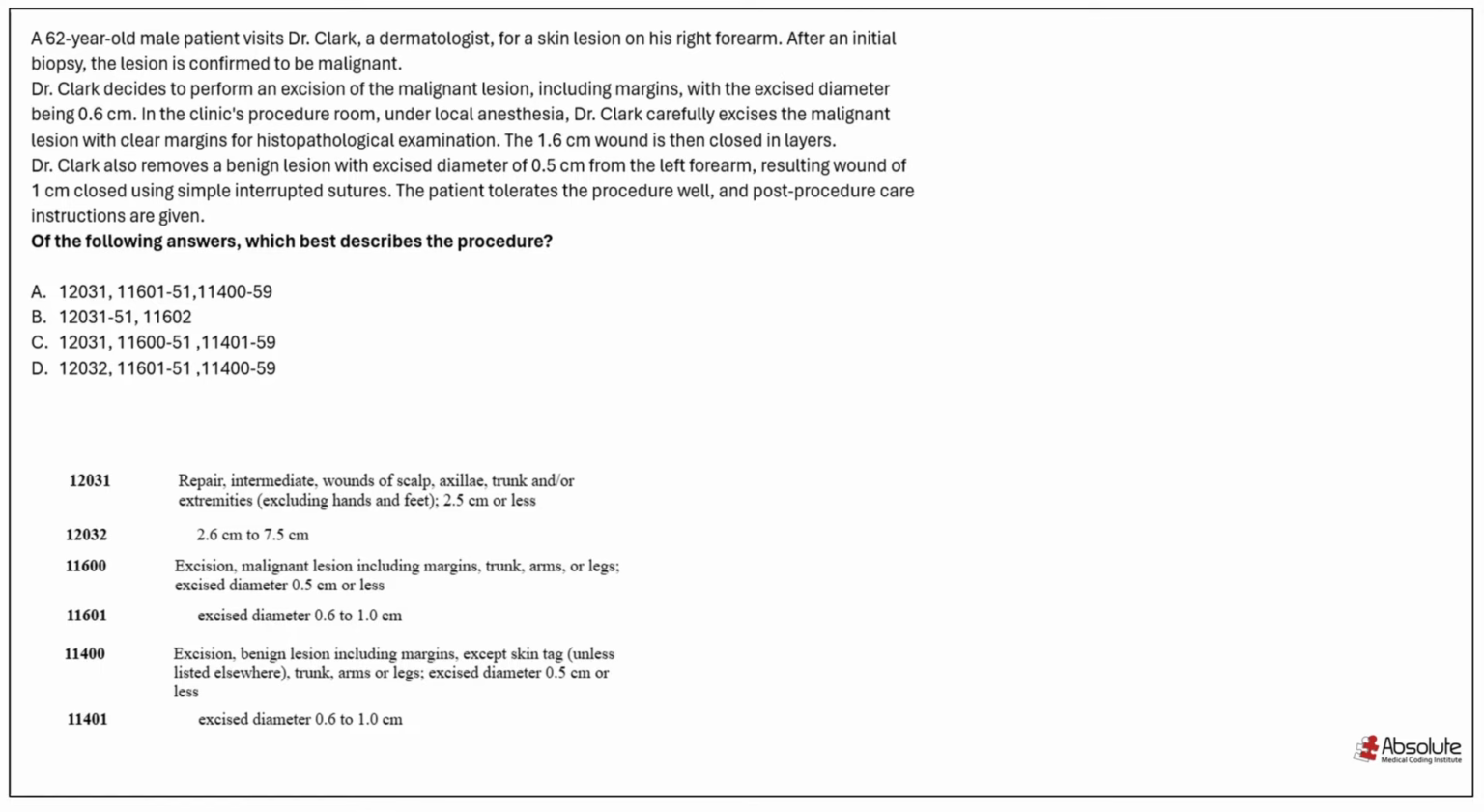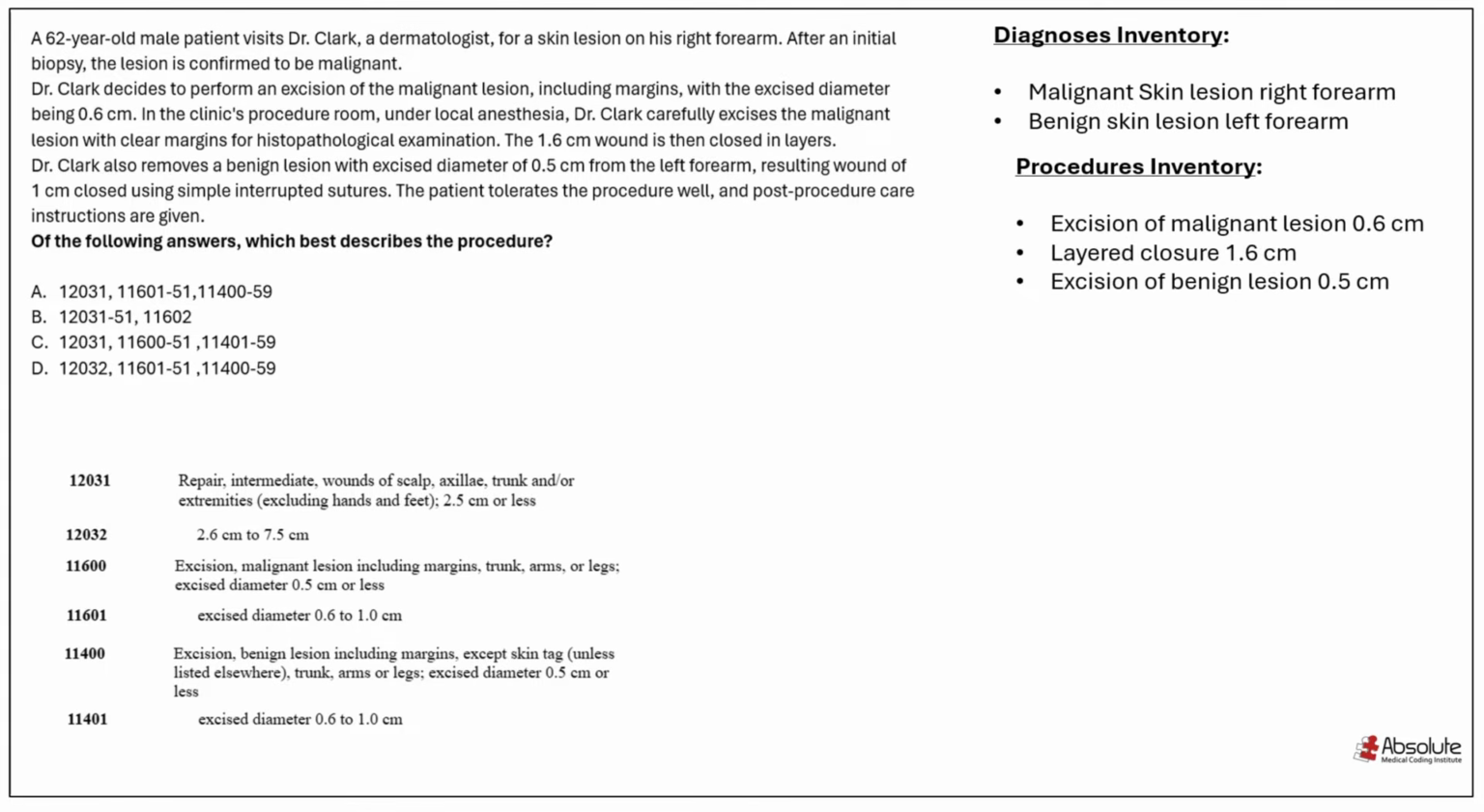Okay, let's begin by looking into our inventory list. In the diagnosis inventory, we have malignant skin lesion of right forearm and benign skin lesion of left forearm. While in procedure inventory, we have excision of malignant lesion of 0.6 cm performed, a layered closure of 1.6 cm performed, and an excision of benign lesion of 0.5 cm performed.